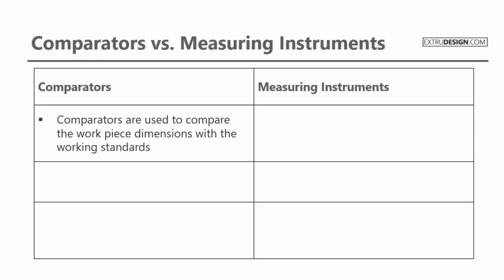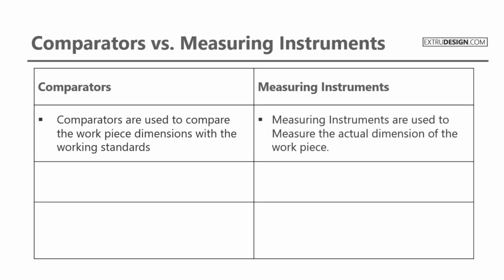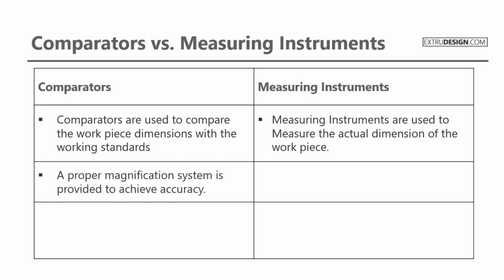Comparators are used to compare the workpiece dimensions with the working standards, whereas the measuring instruments are used to measure the actual dimension of the workpiece. For comparators, a proper magnification system is provided to achieve accuracy. No magnification system is needed for measuring instruments.